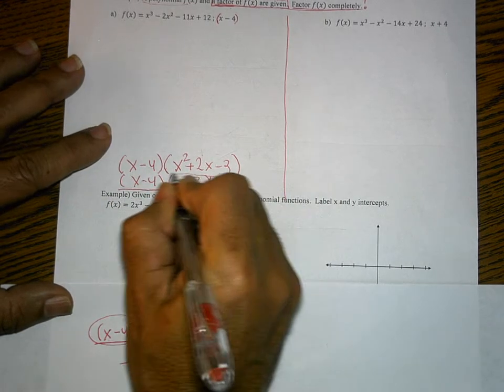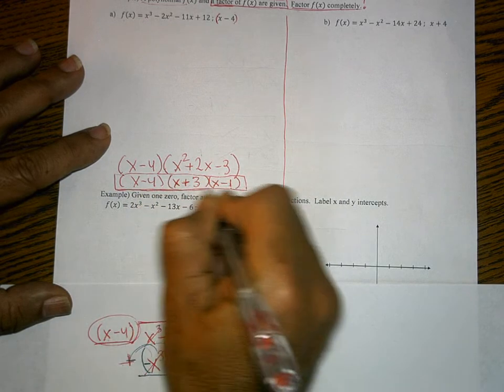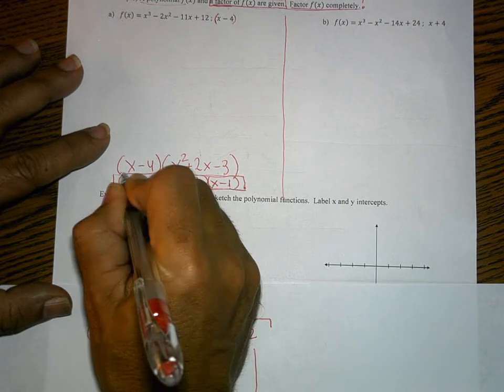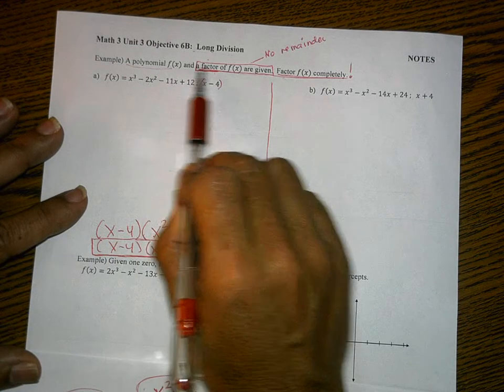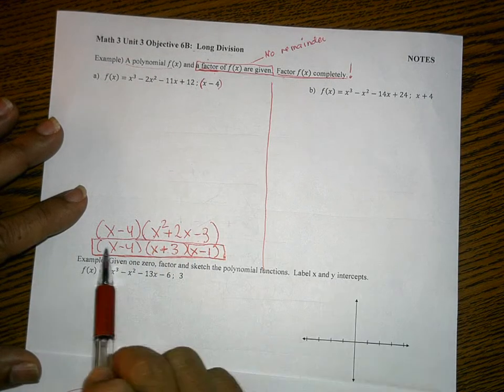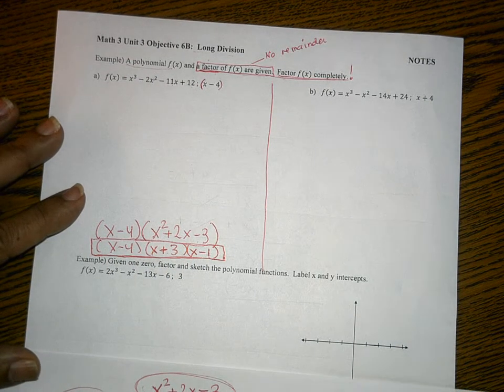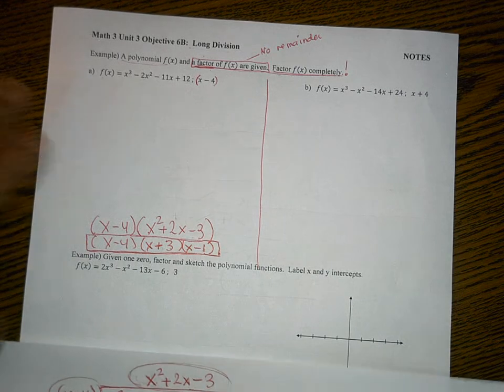Remember, we've been practicing factoring for a long time, so it shouldn't be new to you. And there we go. I did exactly what they were asking me. A polynomial of x and a factor is given. Factor completely. There we go. Okay? All right, let's do it one more time.